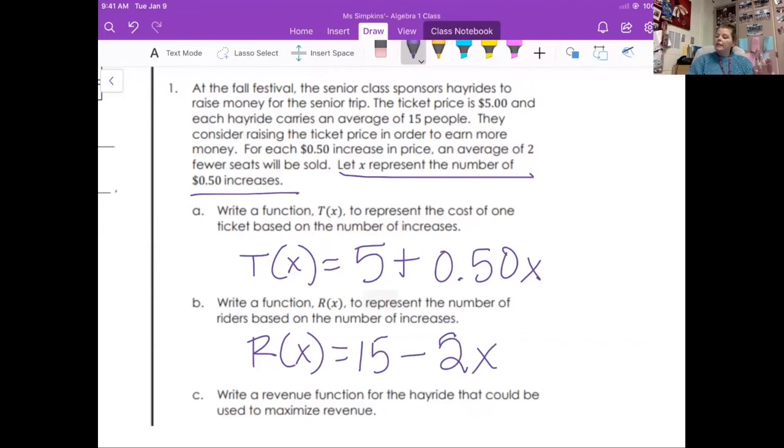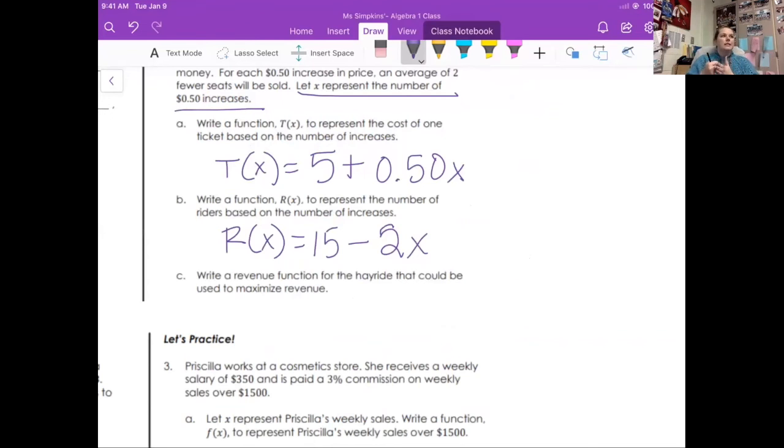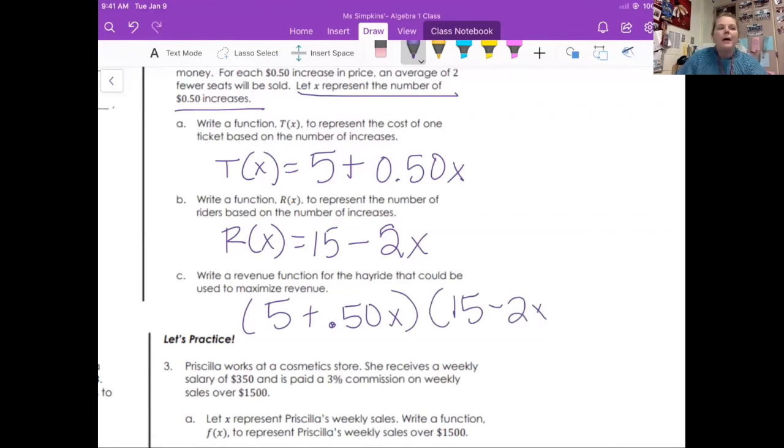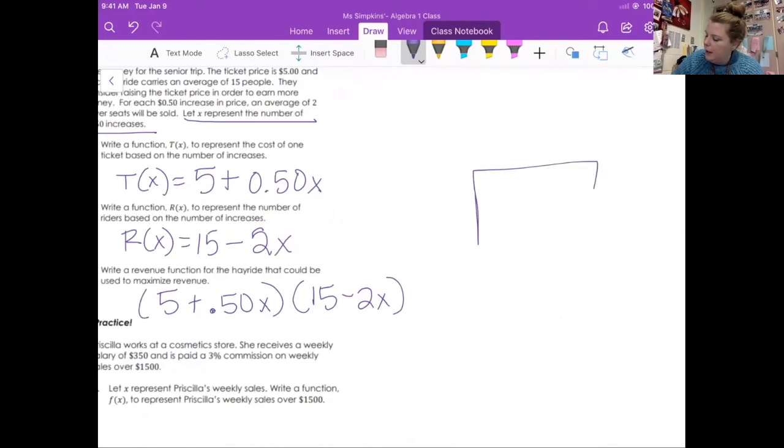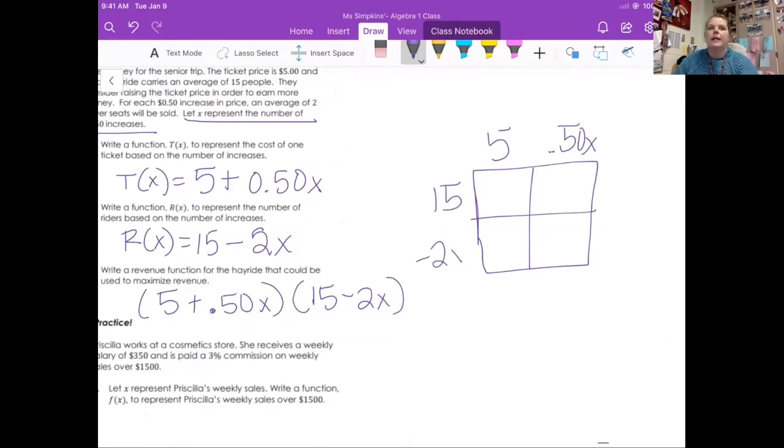What I can do is multiply these two things together. I'm going to multiply 5 plus 0.50x times 15 minus 2x. And we're still going to use the boxes. That's okay that there's decimals. So we're going to make our 2 by 2 box to get 5 and 0.50x, 15 and negative 2x. I'll give you a second. Please feel free to use a calculator if you would like to do that.